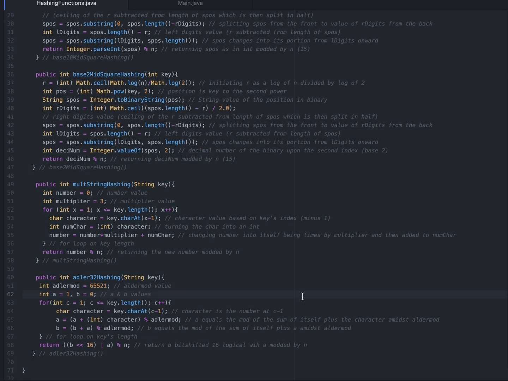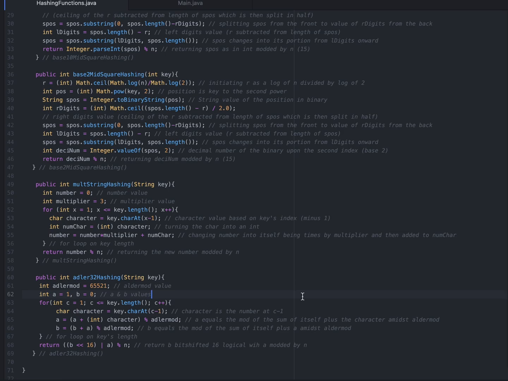Alright, we've got base 2, initiating R by dividing it by log of 2, with that of the mod log of n. Position is once again key squared. Okay, an integer using a binary string this time. The R digit is basically a single of R. A similar thing for string position and all that. Decinum is going to be the integer of SPOS in base 2. Decinum is modded by 15.